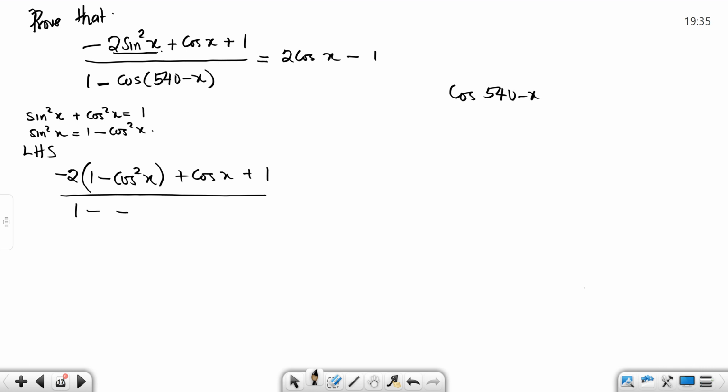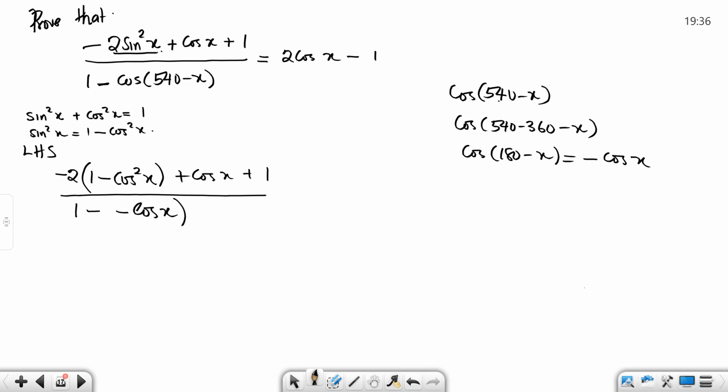Cos 540 minus x, let's reduce it. This 540 is bigger than 360. So what do we say? Cos 540 minus 360. Is that fine with you? What is 540 minus 360? 180. So it's cos 180. And where are we? I'm in the second quadrant, right? And cos is negative. So what's my answer? Negative cos x. And that was the negative I had there. Cos x, please, let's put it in brackets. Let's take it step by step.